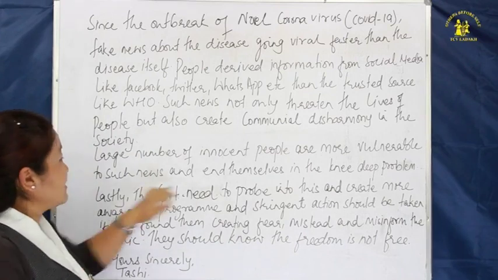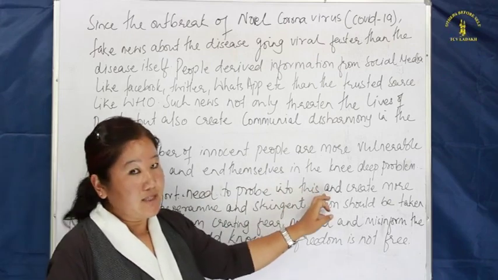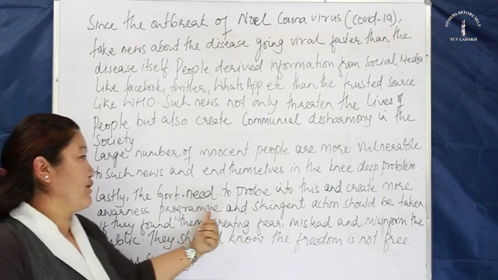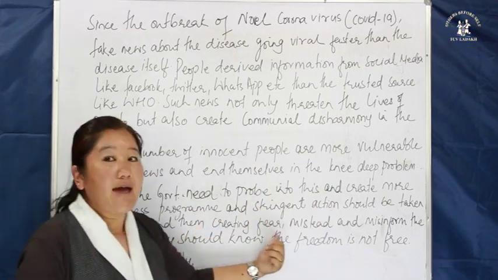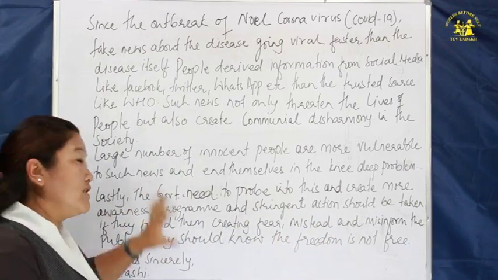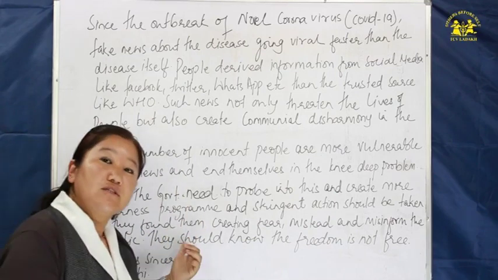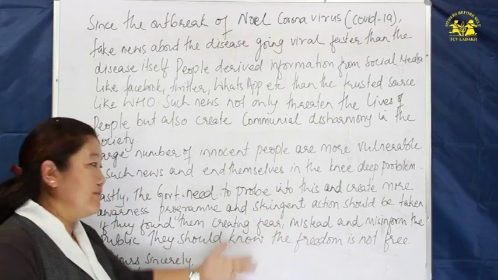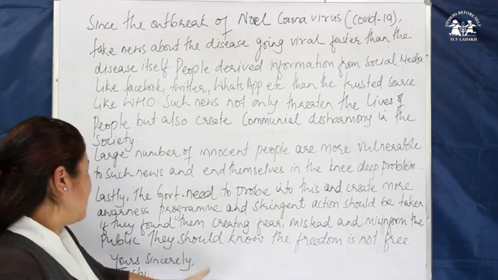And the last one, after a gap: lastly, the government needs to look into this fake news and create more awareness programs, and stringent action should be taken if they find people creating fear, misleading and misinforming the public. Okay, this is your closing statement. This is the conclusion, and you're also giving a suggestion that this should not be done. If it is done, then the government should take stringent action. That is the message conveyed.